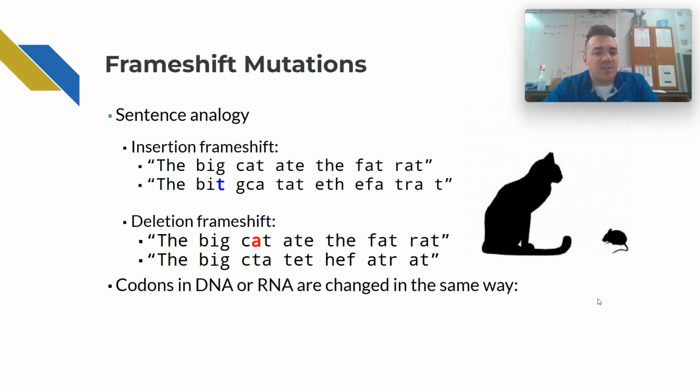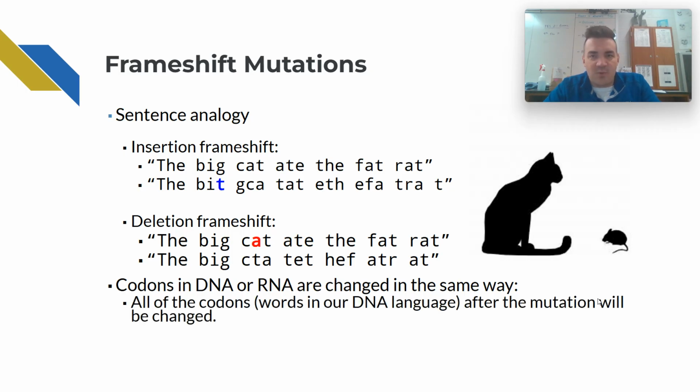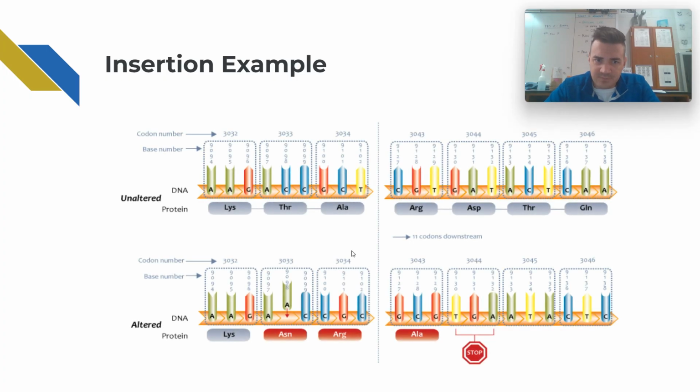All right. So codons in DNA and RNA are changed in the exact same way. All of those codons after the mutation are going to be different. So here's an example. Here we have a protein that's reading lysine, threonine, alanine. If we add an adenine in between A, C, C, then we wind up with different amino acids, right? These are different than these ones. And eventually, if you keep going down, you'll reach a stop codon a little early too. So it's kind of like a 2-for-1. You shift the reading frame, you change all the codons, you change a bunch of amino acids, and then you'll often get an early stop codon as well.